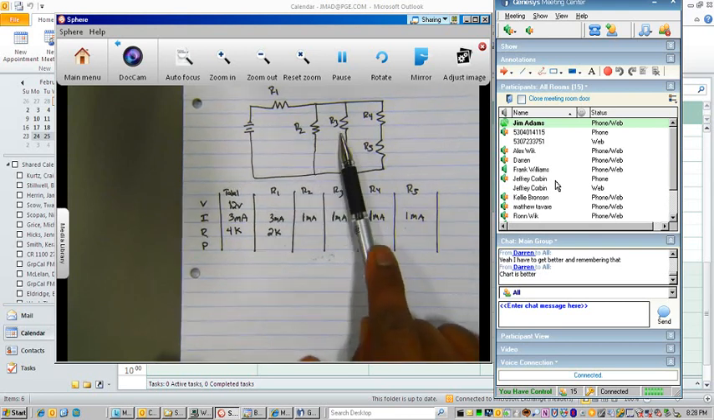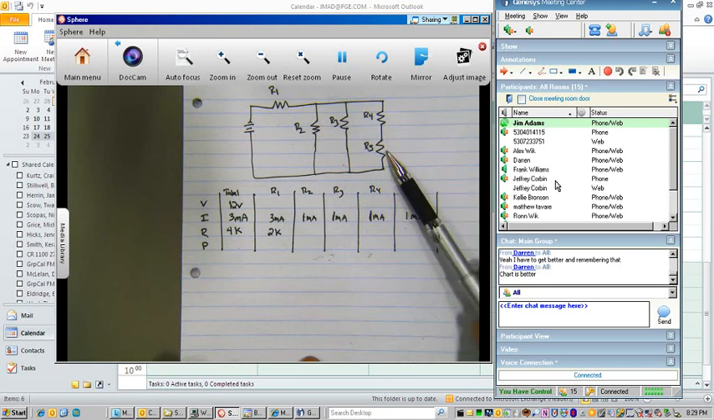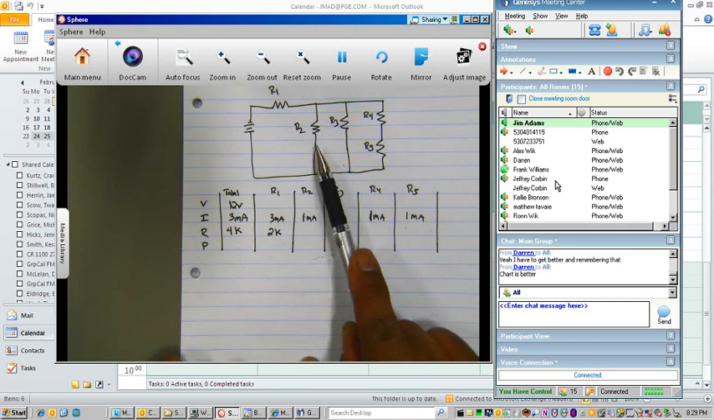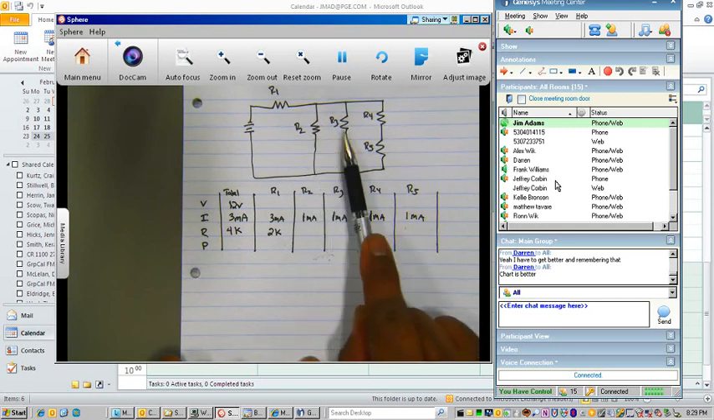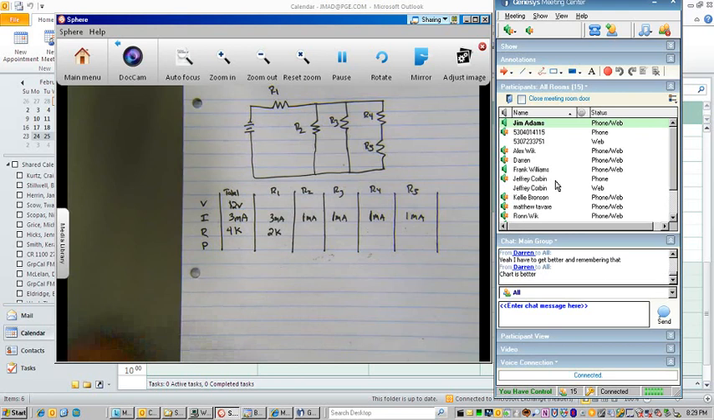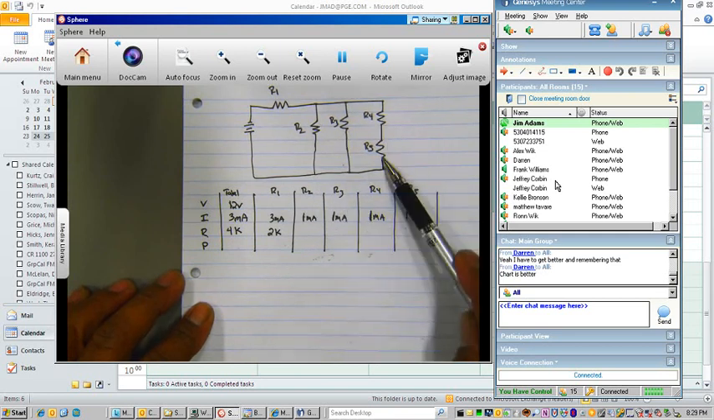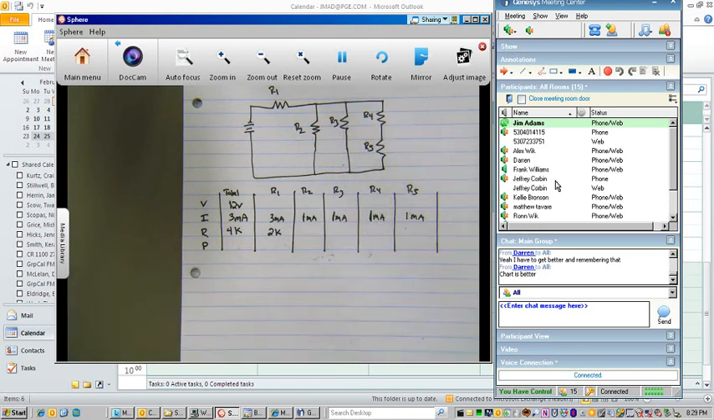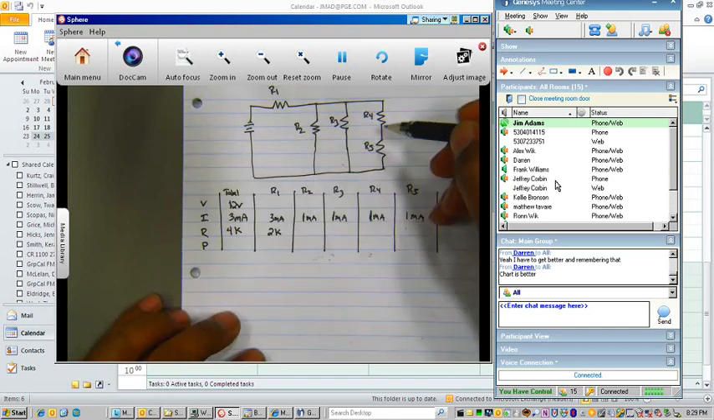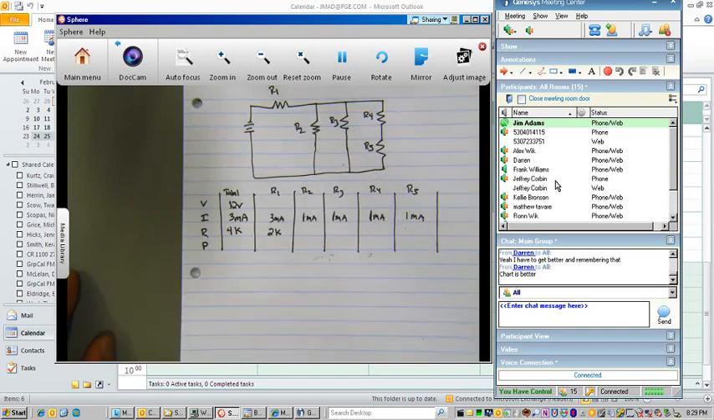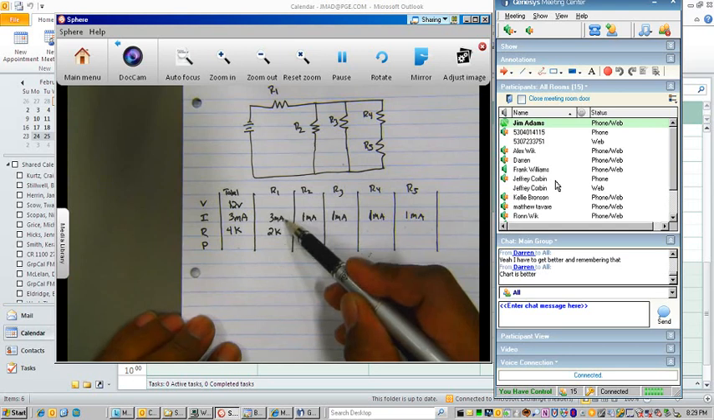Okay, so let's see if we can calculate total current. If we have 3 milliamps through R1, what is our total current? It would be 3 milliamps, right? Yep, exactly. So if IT is 3 milliamps and VT is 12 volts, what's total resistance? It would be 12 volts divided by 3 milliamps.